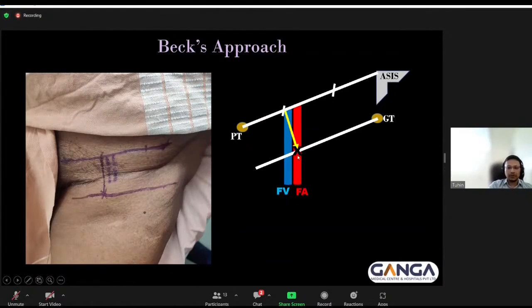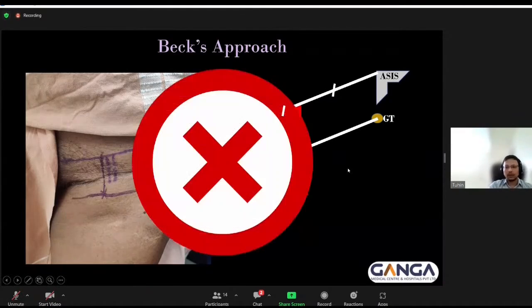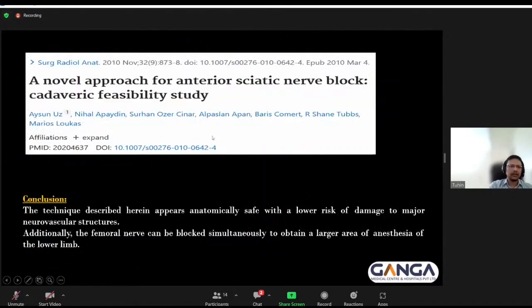But the problem with this is most of the time it hits the lesser trochanter, and there is also a chance of vascular injury. As you can see here, it is very close to the femoral vessels. So we don't practice the Beck's approach anymore. I will not recommend practicing this approach. The other one is this.